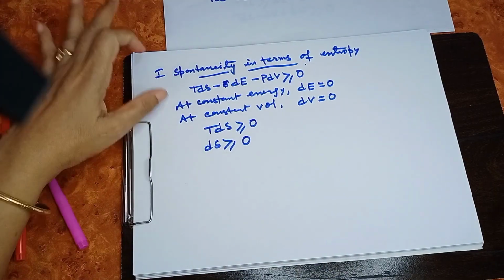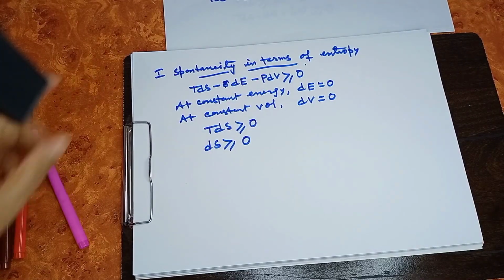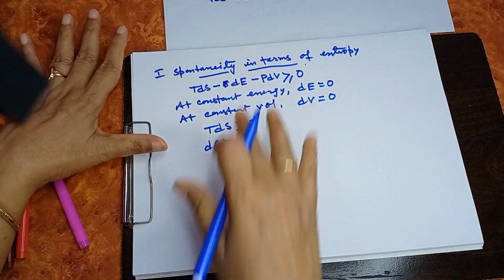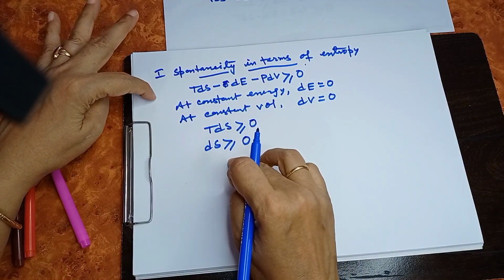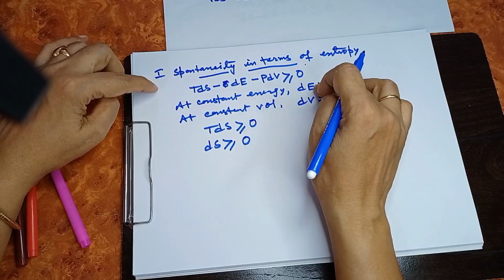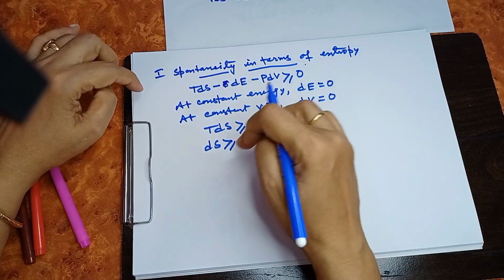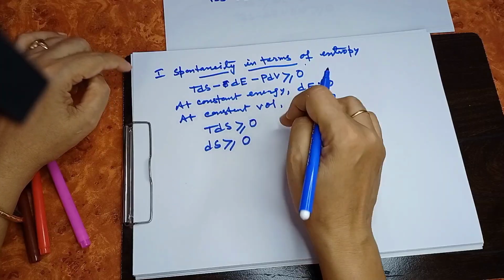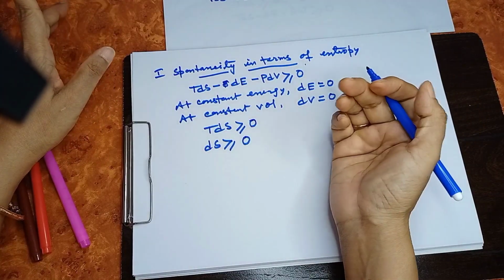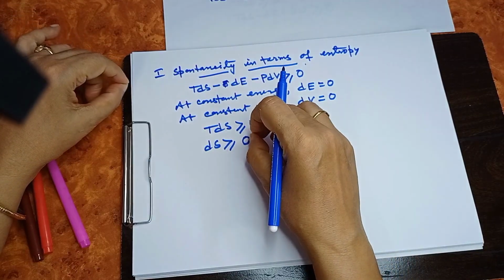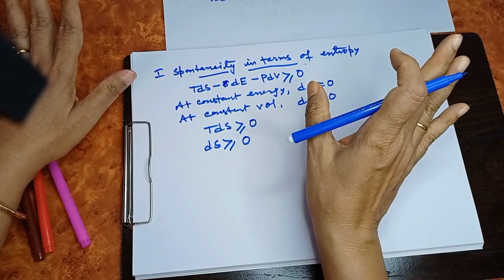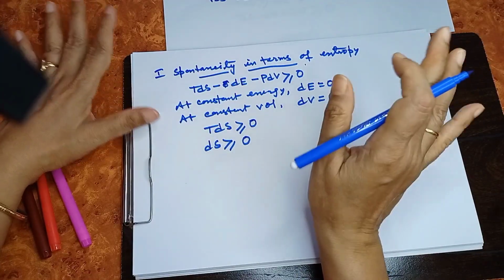That means what can we say? The system is isolated, meaning no energy transfer with the surroundings. For an isolated system, if the energy remains constant, that means at constant energy and volume, if entropy increases, that indicates the spontaneous process. Decrease means non-spontaneous. If there is no change of entropy, the system is in equilibrium, at maximum entropy.